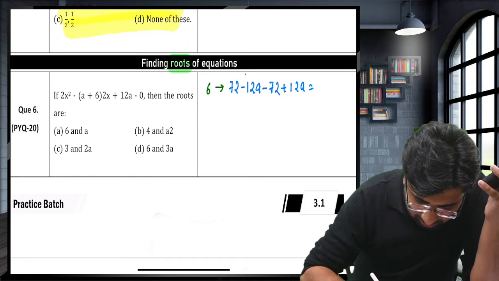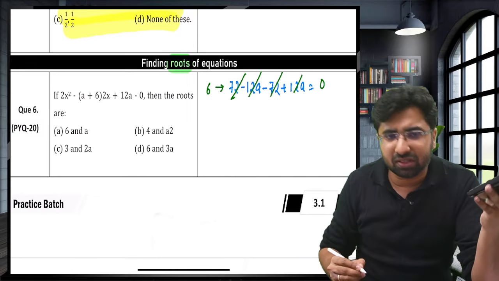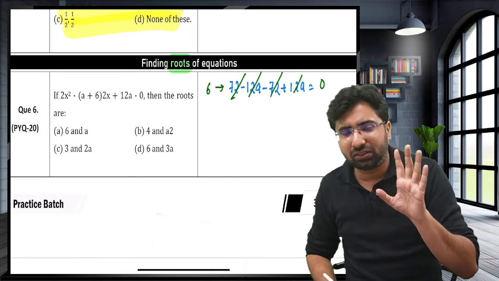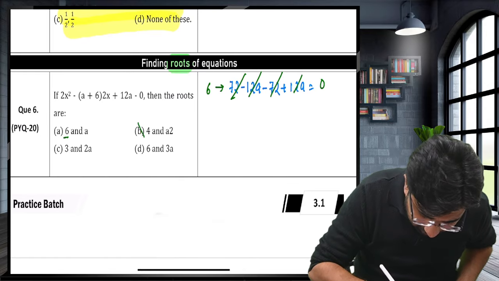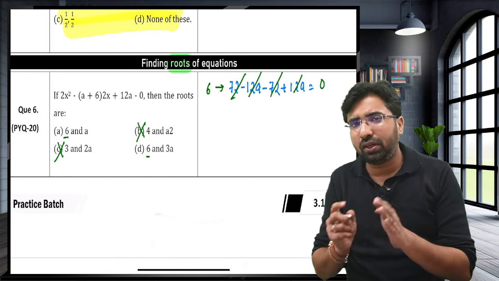72 minus 72, minus 12a plus 12a. We are getting LHS equals to RHS. It means 6 is the answer. Here you have 6. There is no chance of being. Now either A will be correct or D will be correct.